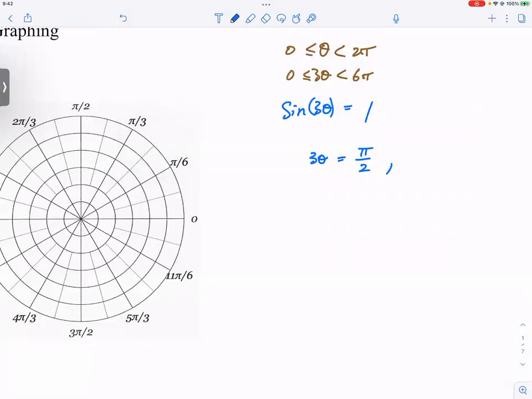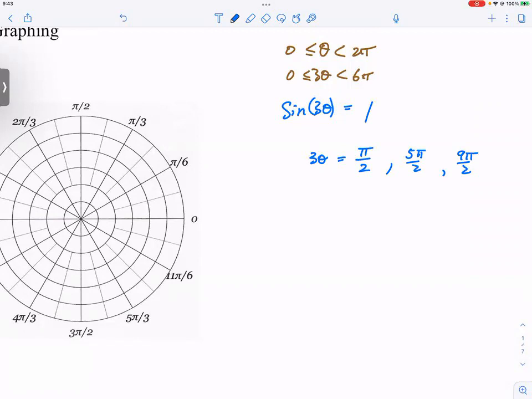The first one will be pi over 2. The next one, you add 4 pi over 2, then you have 5 pi over 2. And then you add 4 pi over 2 again, and there will be 9 pi over 2. Again, you add 4 pi over 2 because 4 pi over 2 is equivalent to 2 pi.